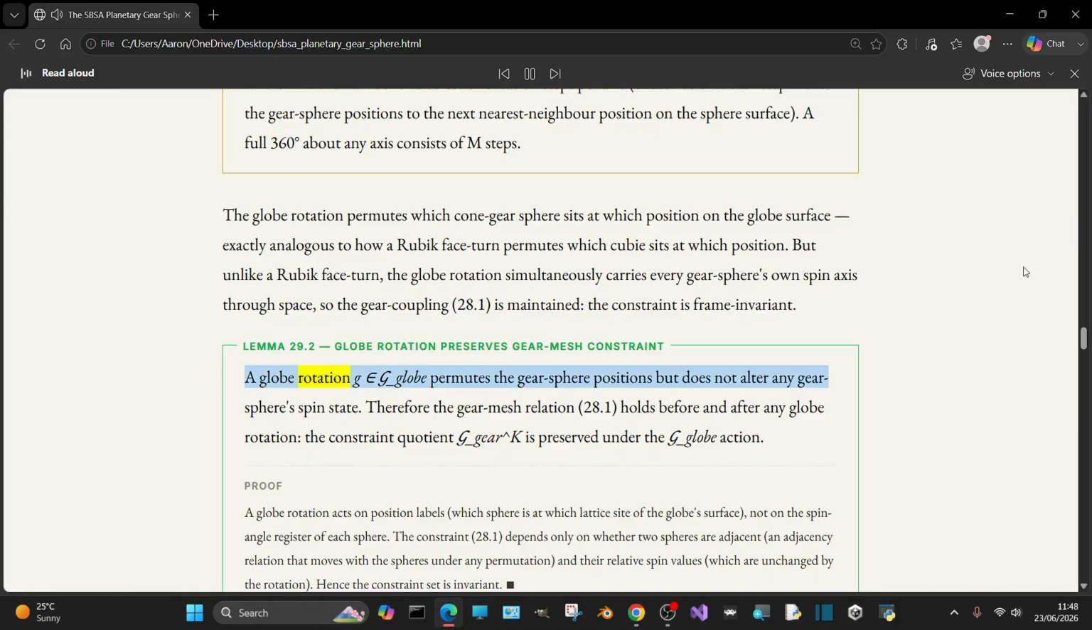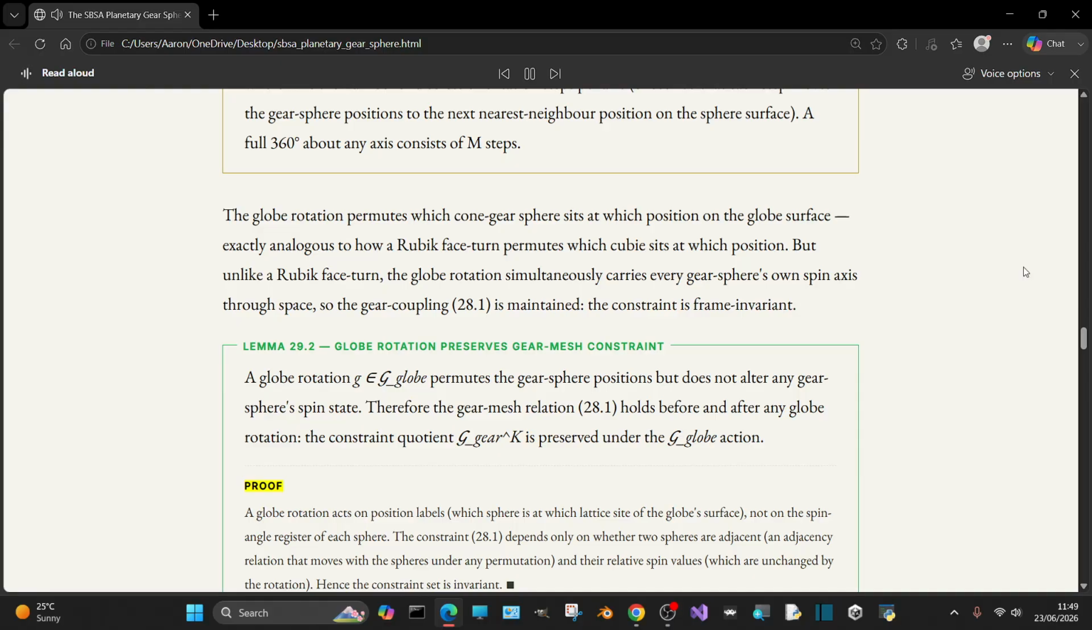A globe rotation, an element of the globe group, permutes the gearsphere positions, but does not alter any gearsphere's spin state. Therefore the gear mesh relation, 28.1, holds before and after any globe rotation. The constraint quotient gear (k) is preserved under the globe action.